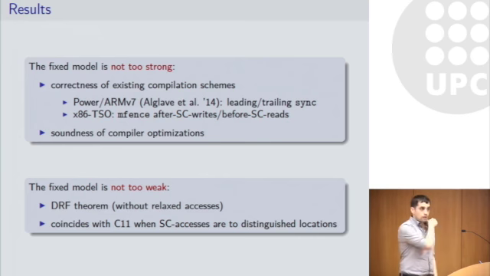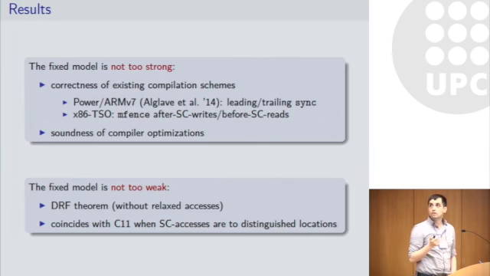So what we proved about this model, we proved on the one hand that this model is not too strong. We fixed the correctness problem, and we proved the correctness of existing compilation schemes to both Power and ARMv7, both of the leading and the trailing sync compilation schemes. The compilation to TSO remains correct. There was no correctness problem for TSO, and we just weakened the model.